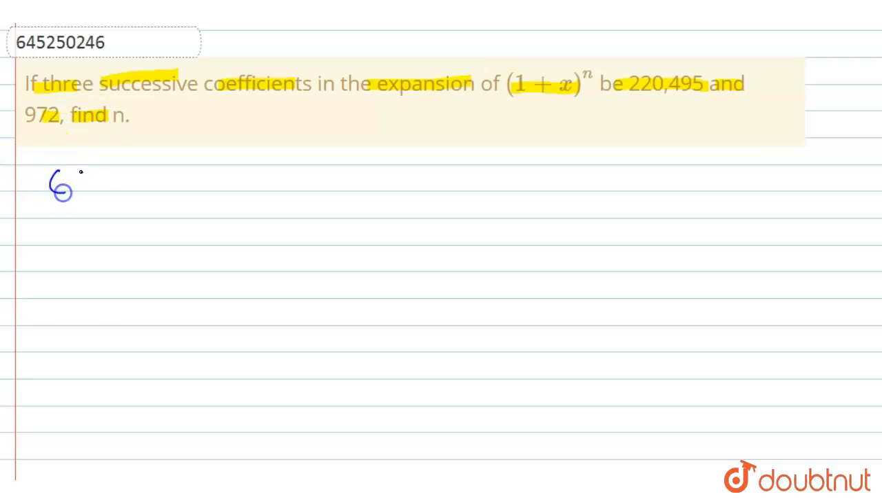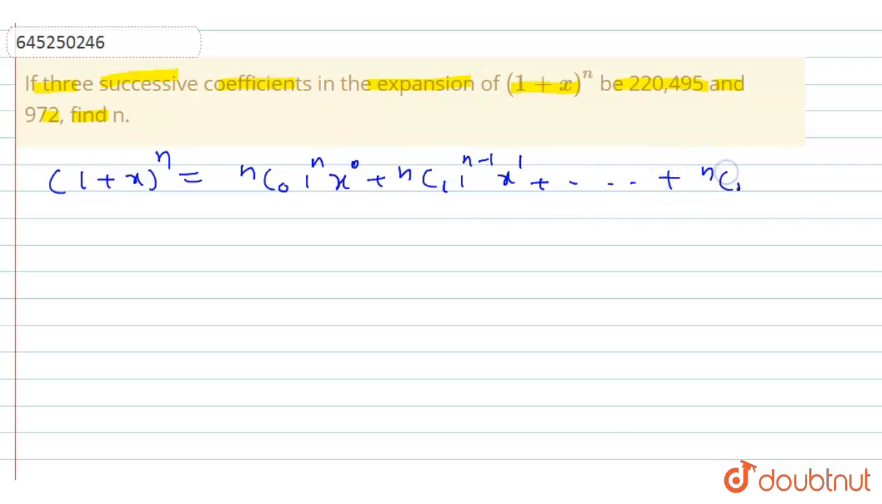We know that the binomial expansion of (1 + x)^n is nC0 1^n x^0, nC1 1^(n-1) x^1, and it goes on up to nCn 1^0 x^n. Let us take three consecutive terms: first is tr, second is tr+1, and third is tr+2.